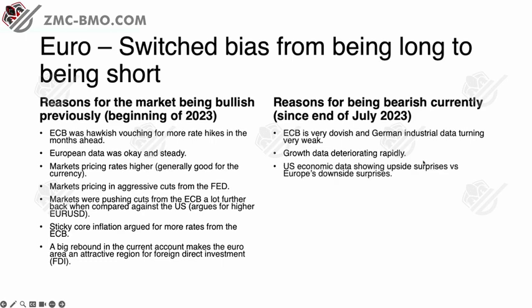US economic data is showing upside surprises versus Europe's downside surprises. So now this is a growth divergence. As we know, the reasons we were bullish is because growth data was okay and steady, and the markets were pricing in very aggressive cuts from the Fed. Well, now we're seeing that basically switch. The reasons we were bullish are now the reasons we're bearish. We've seen that switch happen.